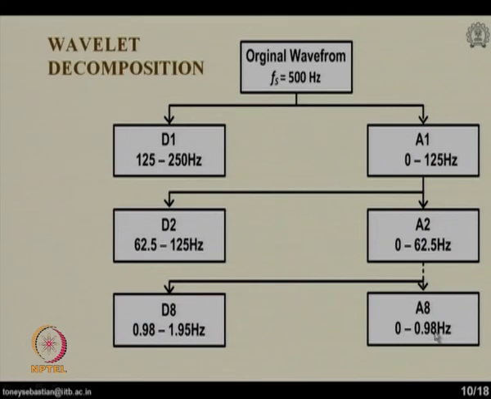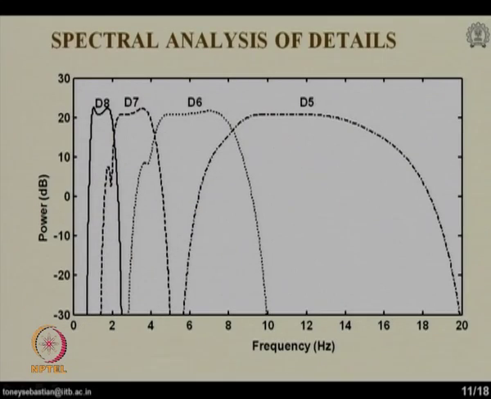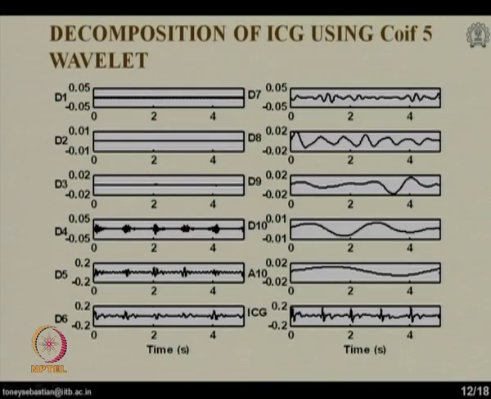Now, in this particular method, we are decomposing the signal into different levels, and we are also decomposing the artifact into different components, and we are seeing up to what level the signals are present and up to what level the artifacts are present. We use different wavelets for the decomposition, and this is the 10 level decomposition of an ICG signal, shown here using the Coiflet 5 wavelet.